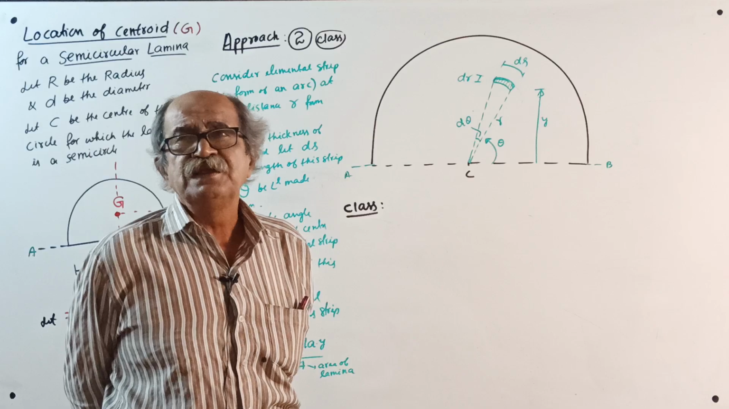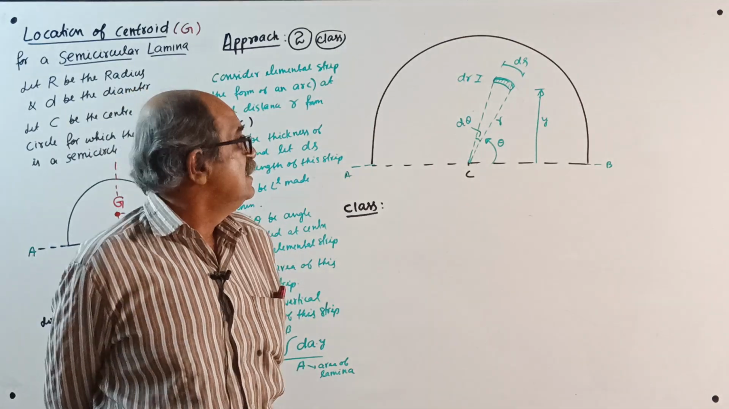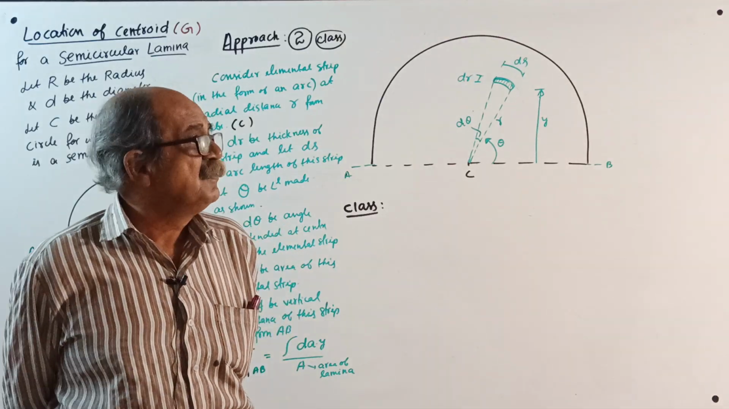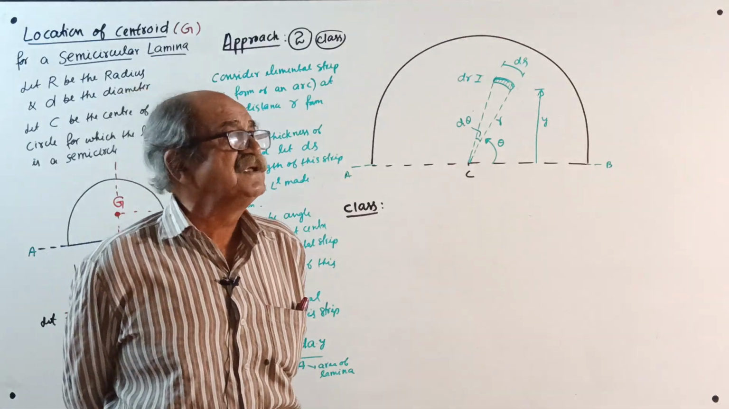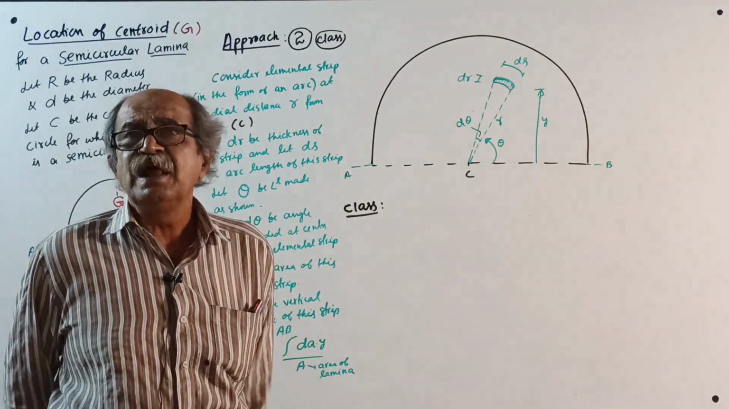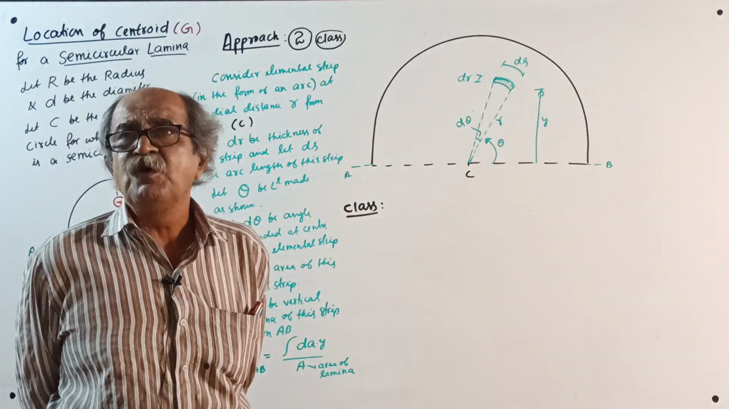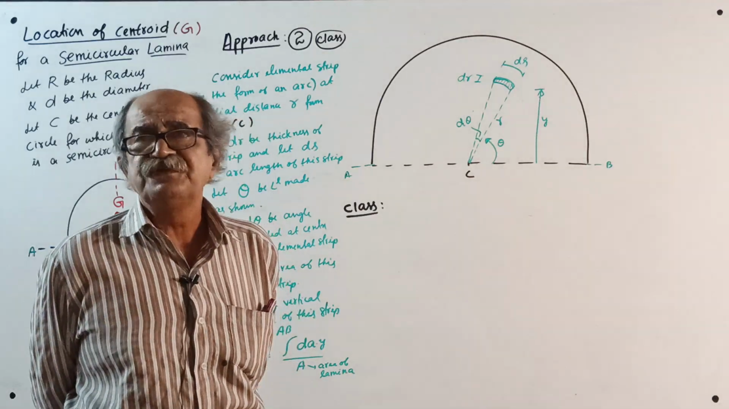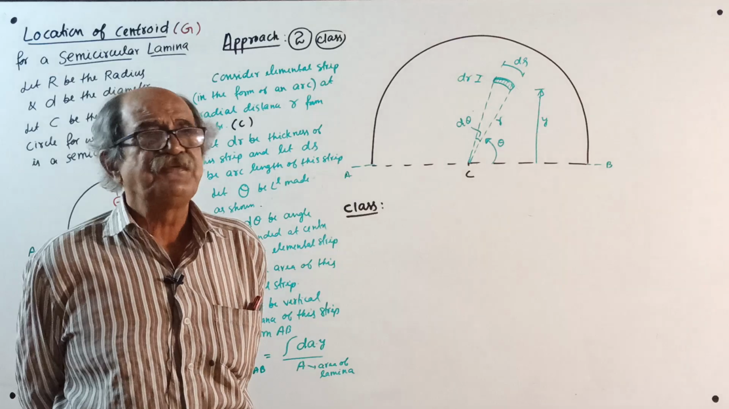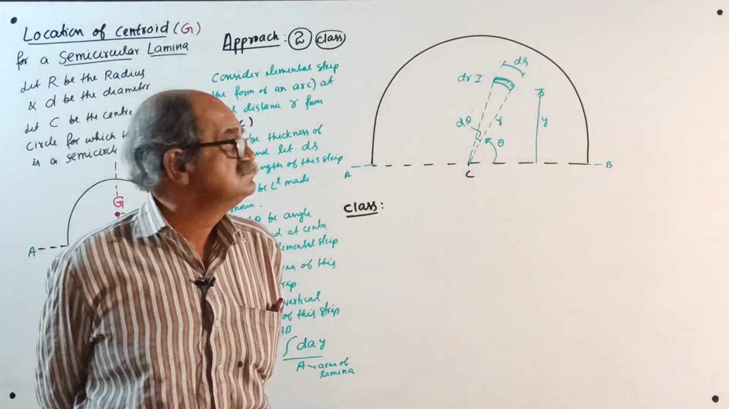In some competitive examinations, objective type questions, they will ask only the answer. But there are traditional examinations where you write full answers. That time this question can be asked: derive an expression for locating the centroid for a semicircular lamina or a lamina in the form of a quadrant of a circle. Both we covered last time.